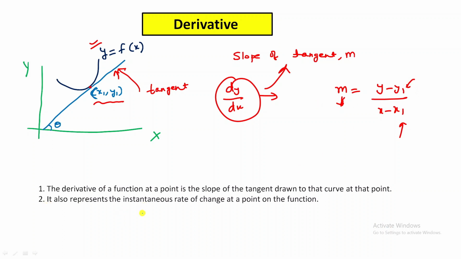Okay, and this derivative, as we have discussed, can tell you the instantaneous rate of change at a point on the function. We saw velocity, which is also a change: the change of x with respect to time. Okay, so now let's move forward.